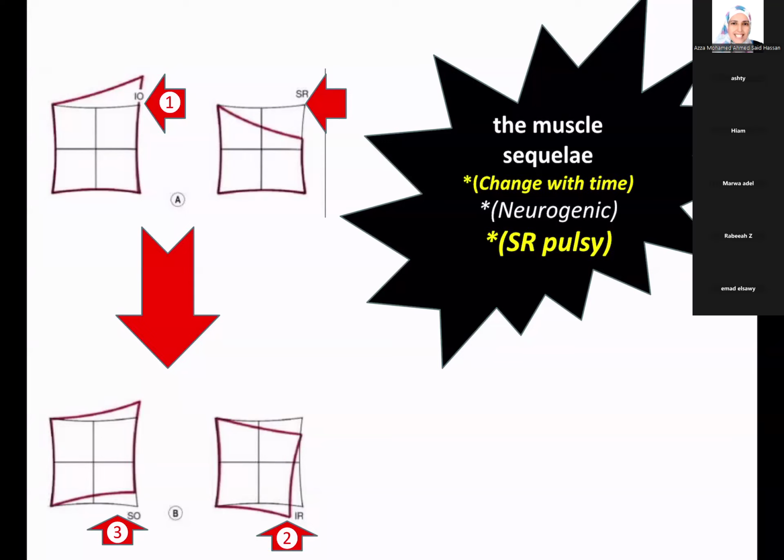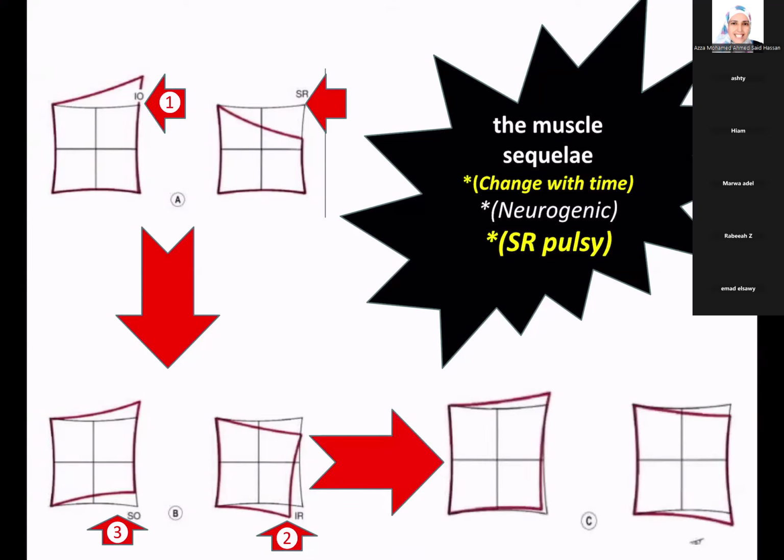In neurological or neurogenic superior rectus palsy, the changes will come with time. This is what we call muscle sequelae. It's coming in sequence, and we can tell that by doing frequent Hess charts on the same patient over time. This is the final appearance of superior rectus palsy over time, coming with superior rectus underaction, inferior oblique overaction, some degree of overaction of the inferior rectus of the same side, and contralateral superior oblique underaction.